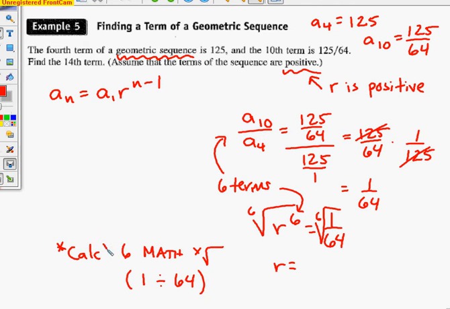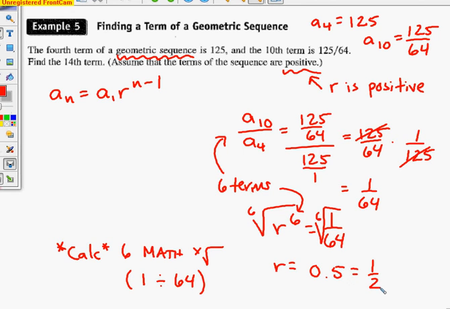So this is the calculator. So 6 math x root 1 divided by 64. Close parenthesis. And you get a decimal of 0.5, or the common ratio is 1/2. So this is a tricky problem here.